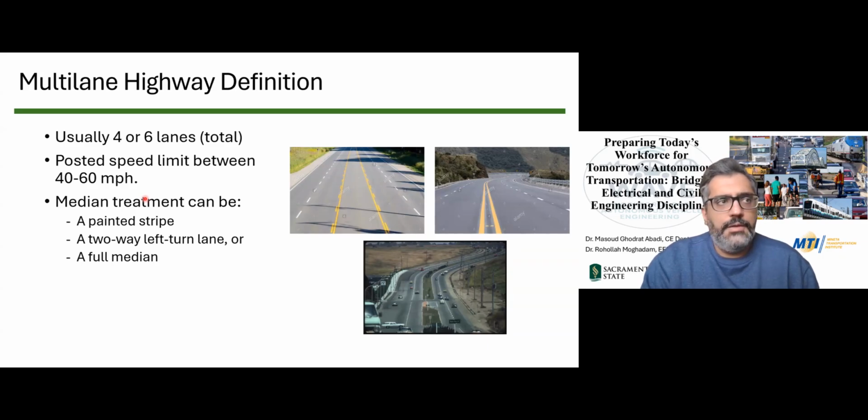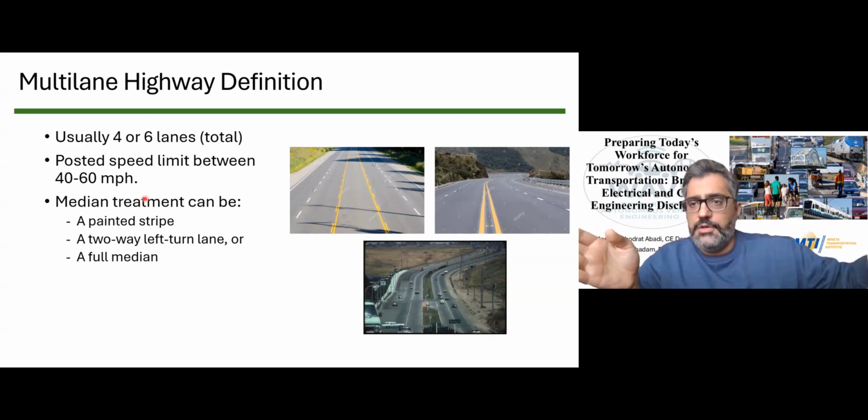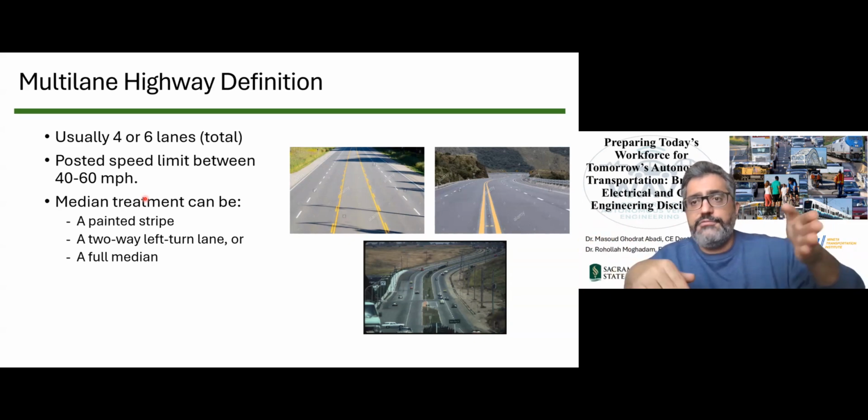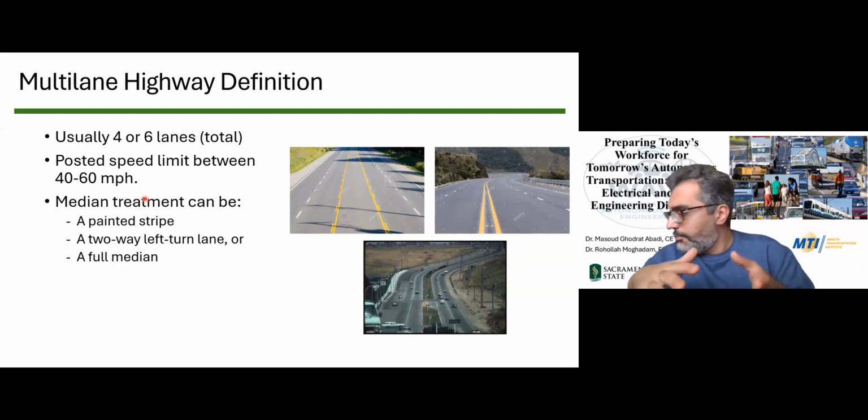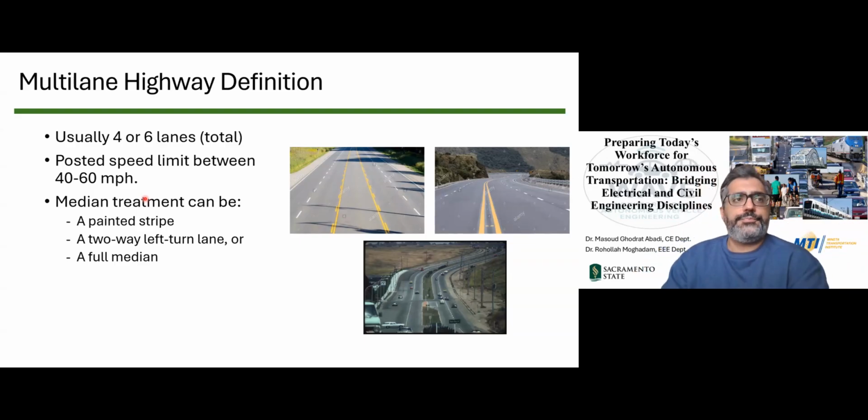So you saw that for freeways, the two directions were physically separated. There is either a huge buffer between the two directions, or there are physical barriers like concrete New Jersey barriers separating the two directions from each other. But for multilane highways, the two directions can in fact interact with each other. It could be a painted striping. It could be what we call a two-way left turn lane.